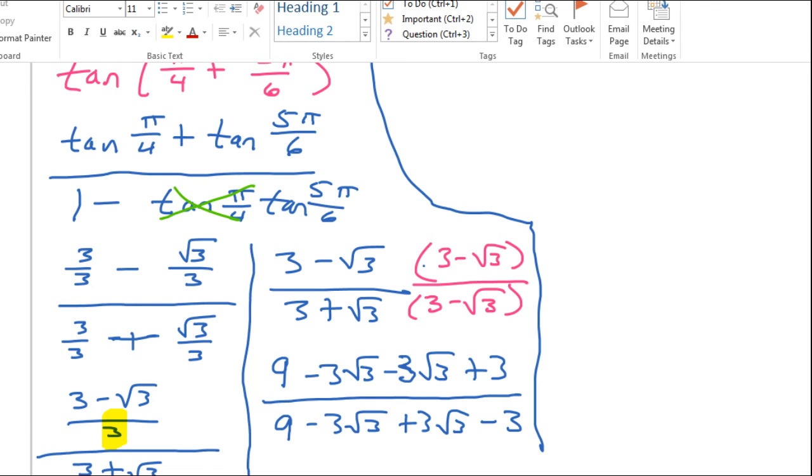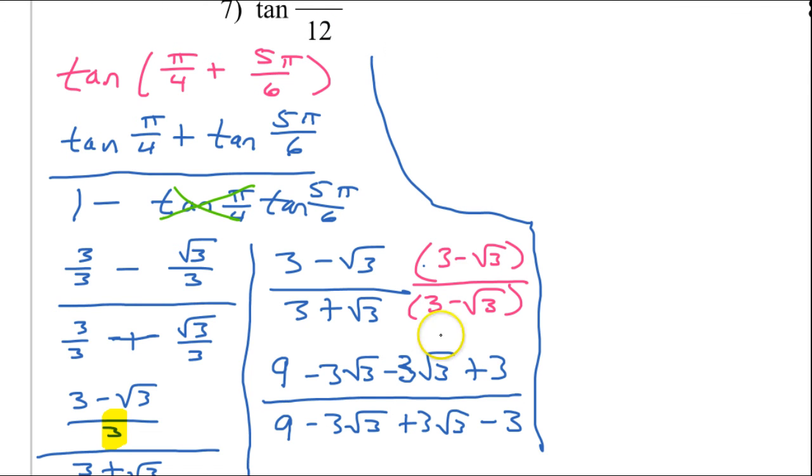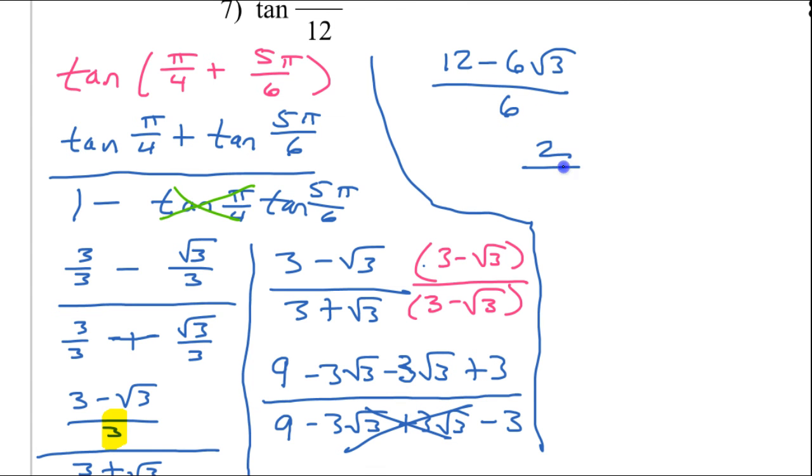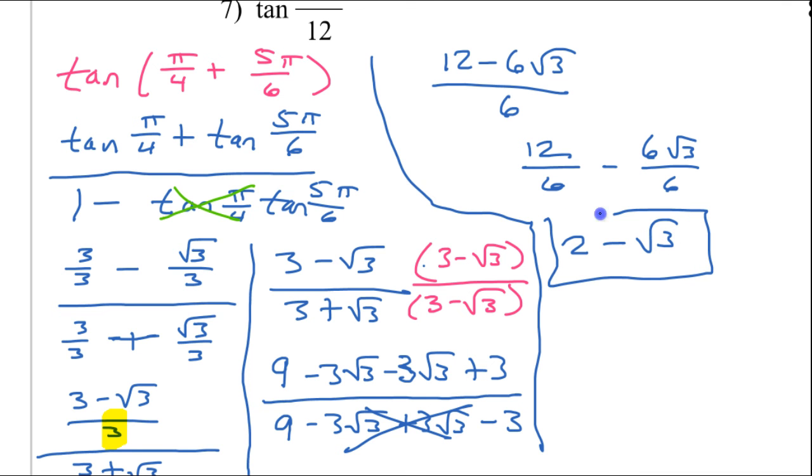Okay, so that is going to give me, just combining my like terms here, I've got 12 minus 6 radical 3. Of course, this cancels out, and I'm just going to have 6. So that's the same thing as 12 over 6 minus 6 radical 3 over 6. So that's going to give me 2 minus radical 3 for my final answer.